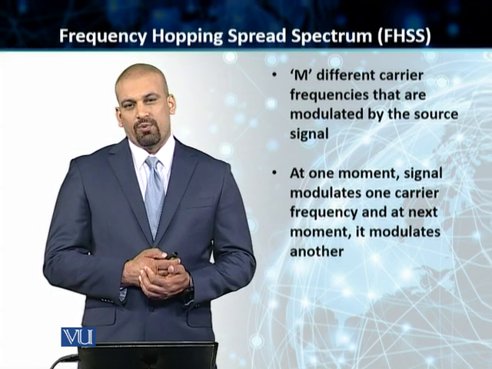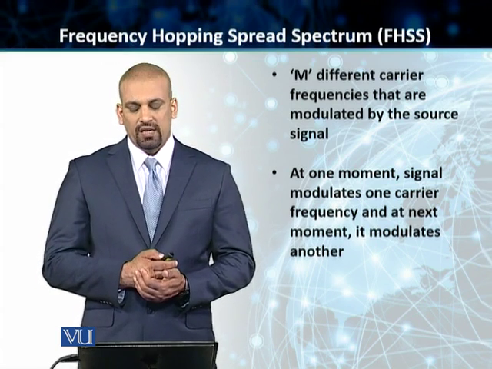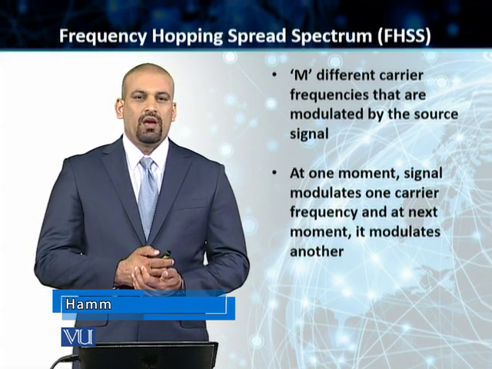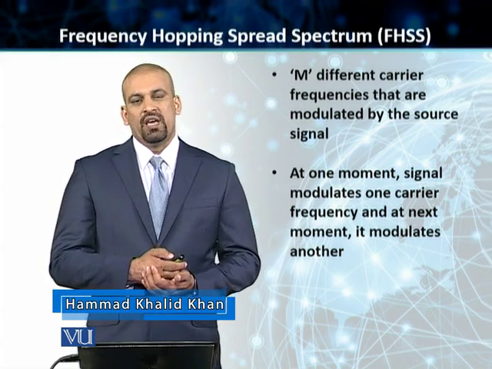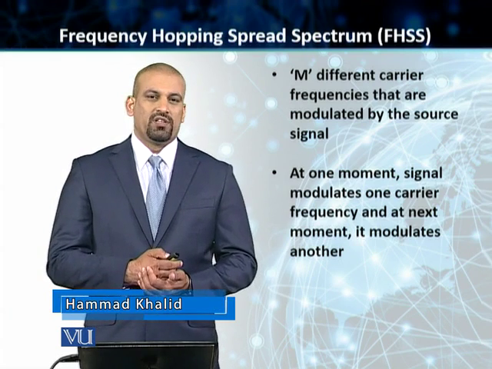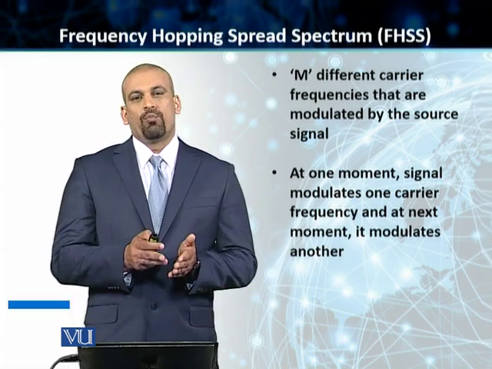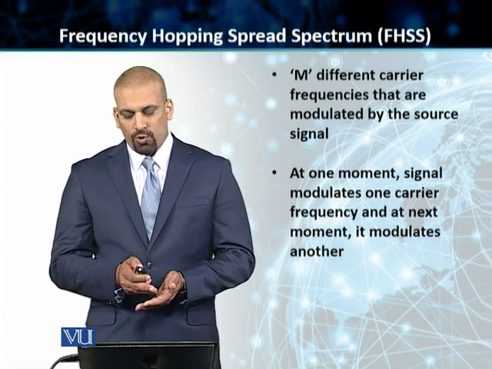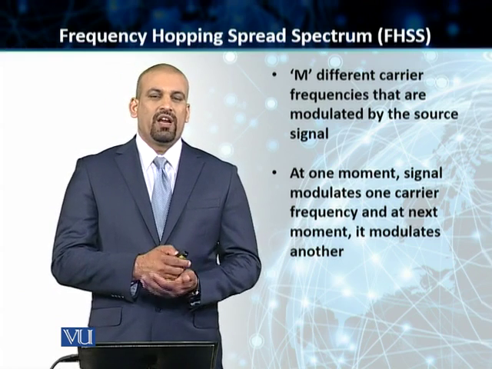Students, discussion start करेंगे with the frequency hopping spread spectrum. Students, in this type of spread spectrum technique, you have m different carriers with m different carrier frequencies, and these different carrier frequencies are modulated by your source signals. At one point, your source signal modulates one particular frequency, and at the next moment, it modulates another one.